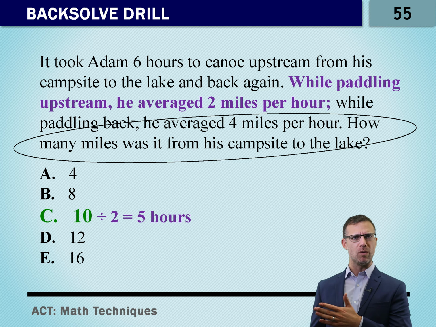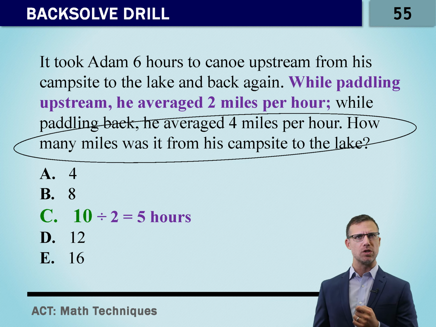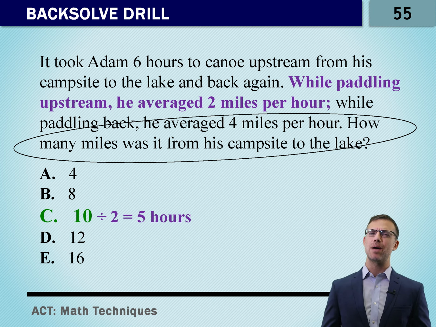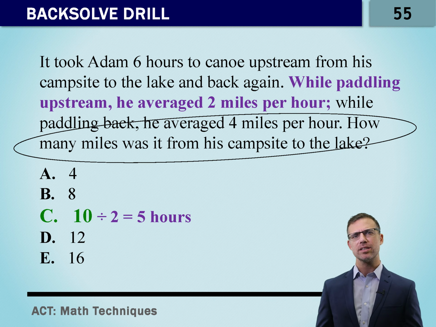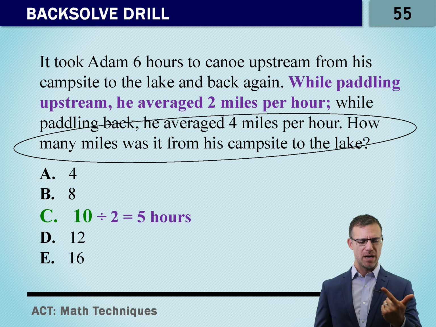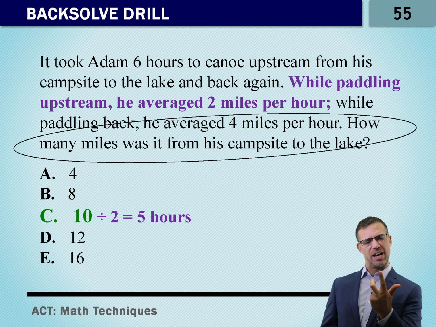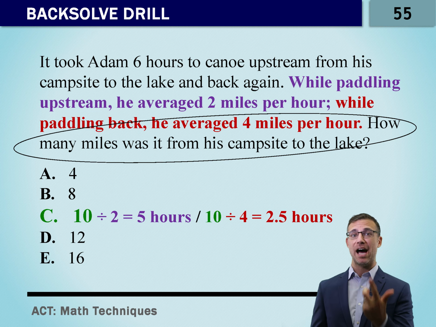5 hours going one direction. We only have 6 hours in total to do this. How long is it going to take us to get back? Well, if we have 10 miles and on the way back we go 4 miles an hour, so that's 4 miles, that's 8 miles. And that's about a half, so it's 2.5 hours.